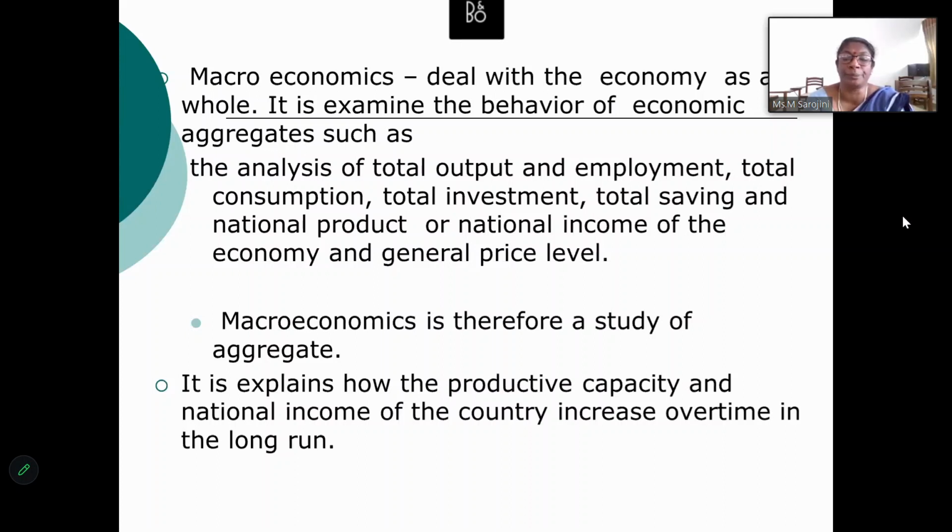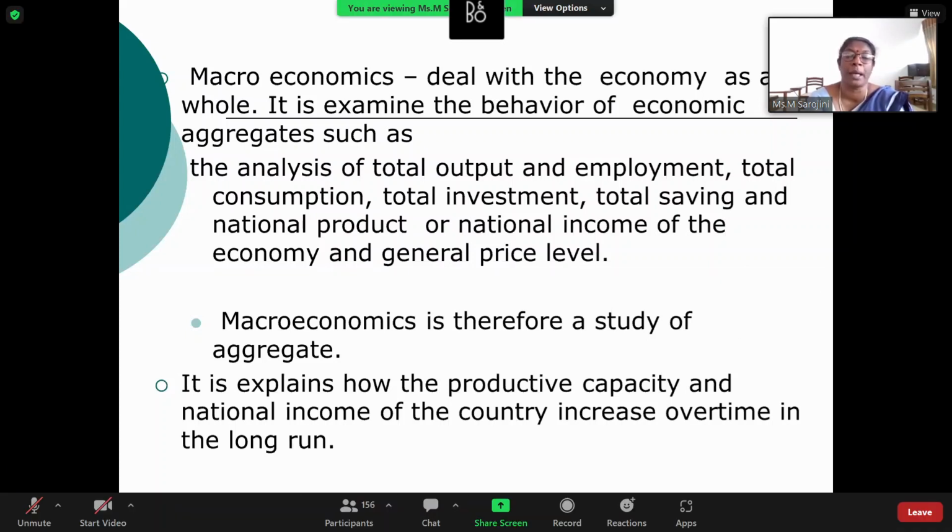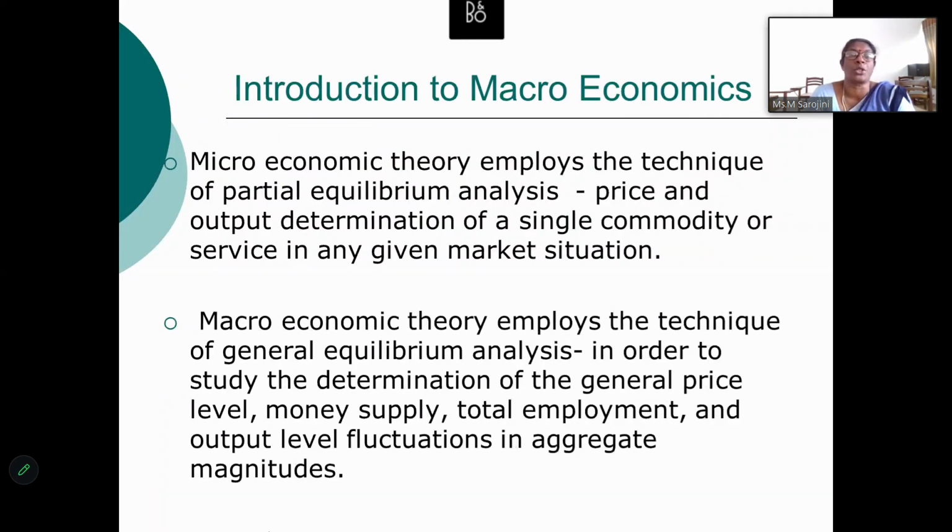It also explains how the productive capacity and national income of a country increase over time in the long run. Once the country concentrates on aggregate output, aggregate employment, total consumption, investment, and saving, that causes the productive capacity to grow. That productive capacity determines the national income of the country in the long run.